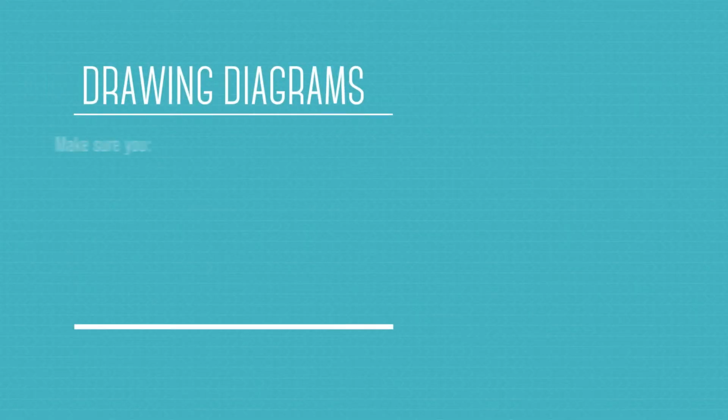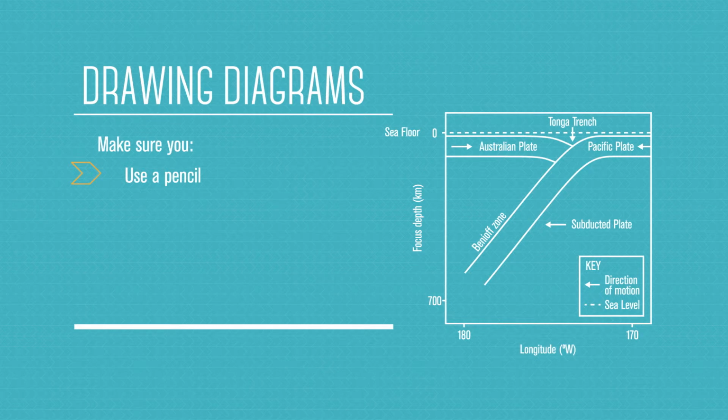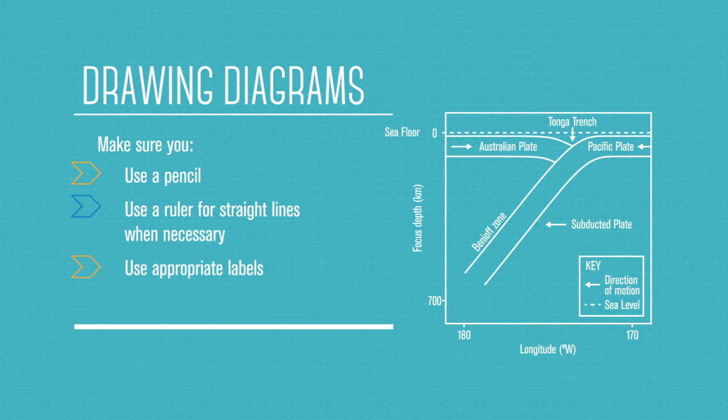Another skill that you need to be proficient in is drawing of diagrams. Again, use a pencil, use a ruler for where straight lines are necessary. Make sure that it has appropriate labels and that you include a key when necessary. Here's an example of a diagram from a past HSC paper. Make a note of the key. Also note that all the important information is labelled.